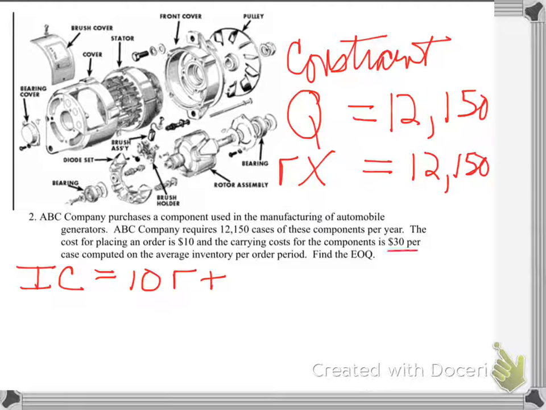Okay, you've got to read the whole thing. Per case, computed on the average. There's that word. That's going to make me divide by 2. So $30 per case, so that would be times X, but it's based on the average, so divide your X by 2. Okay, that is your inventory cost. You can then rewrite it and make that 30 a 15 when you cancel with the 2. So to save space, I'm going to erase the 2, erase the 30, and make that a 15 because I divided the 30 by 2.